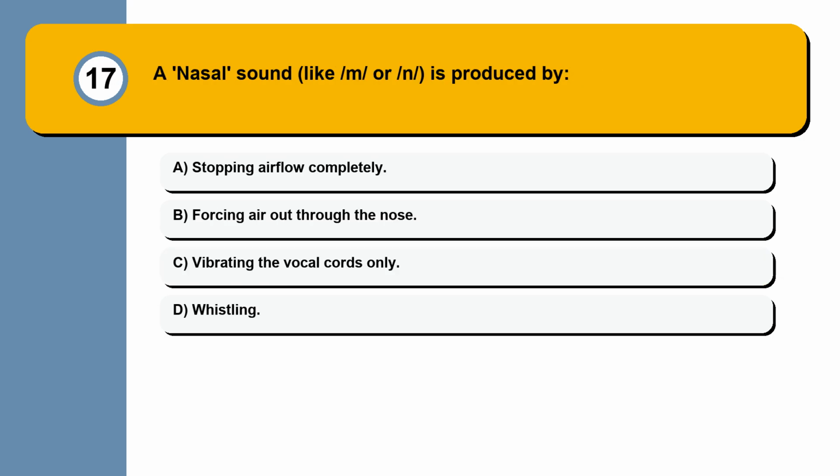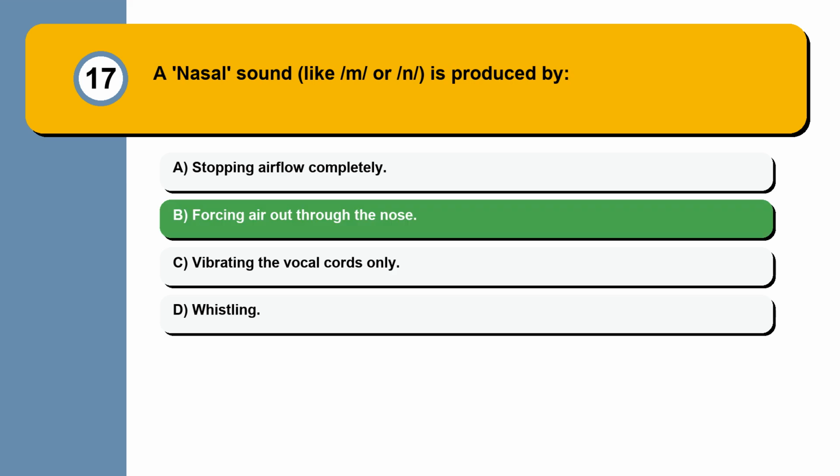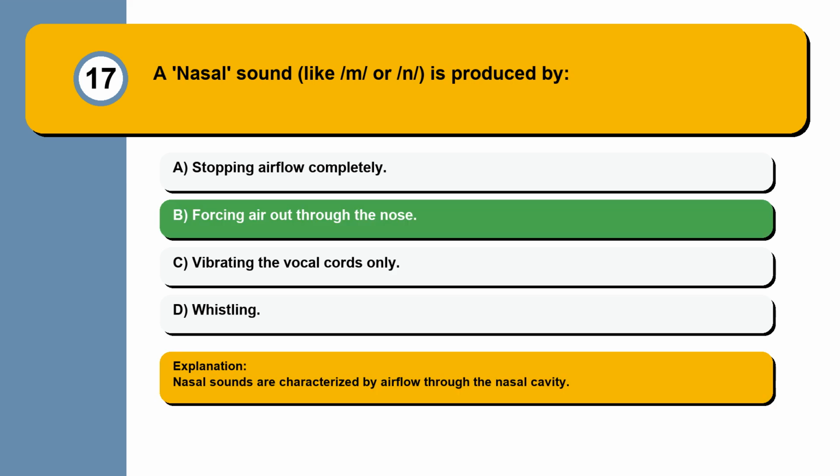Question 17. A nasal sound, like /m/ or /n/, is produced by: stopping airflow completely, forcing air out through the nose, vibrating the vocal cords only, whistling. Nasal sounds are characterized by airflow through the nasal cavity.